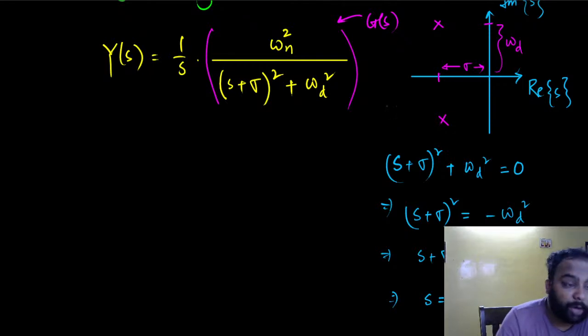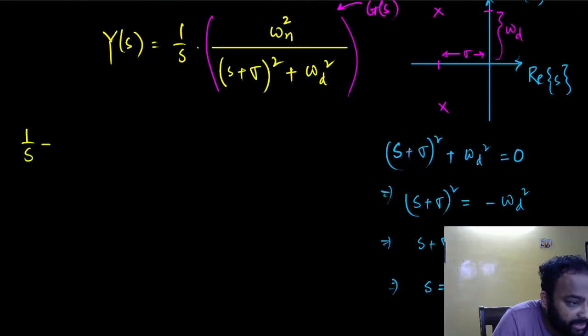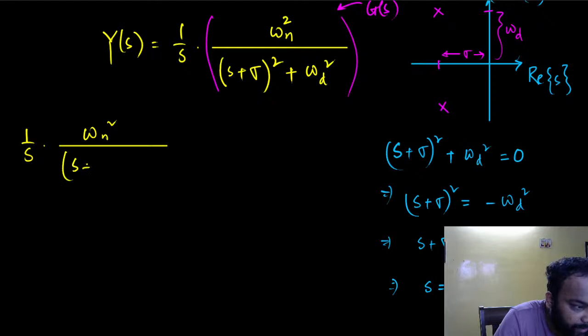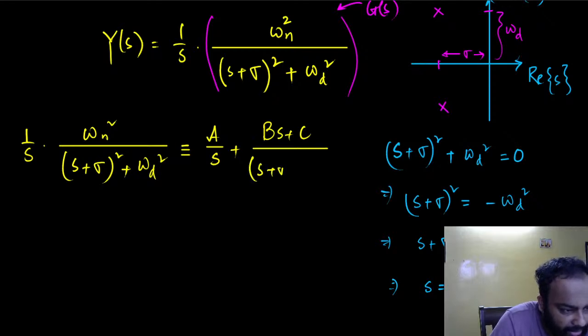Now before I can proceed and do the inverse Laplace transform, let's do a partial fraction expansion. Let's consider this one on the left hand side: 1 by s squared multiplied with omega_n squared divided by (s plus sigma) whole squared plus omega_d squared. And on the right hand side, let's write it as A by s plus (Bs plus C) divided by (s plus sigma) whole squared plus omega_d squared.